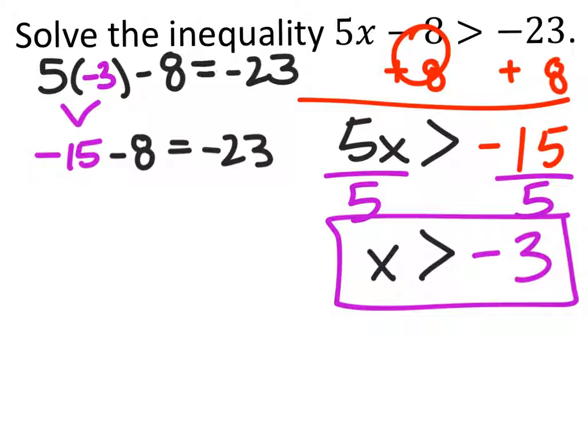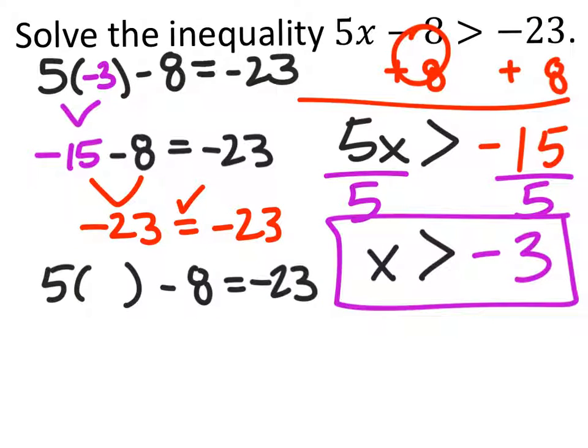So 5 times negative 3 is negative 15. We still have minus 8 equals negative 23. We'll combine these and we see that negative 23 equals negative 23. That's just what we wanted to see there. The last thing we're going to want to do is look at the inequality, and we want to determine a value of x that would make this statement true, which would then show us that this statement is true.